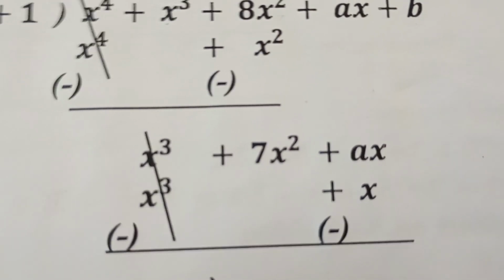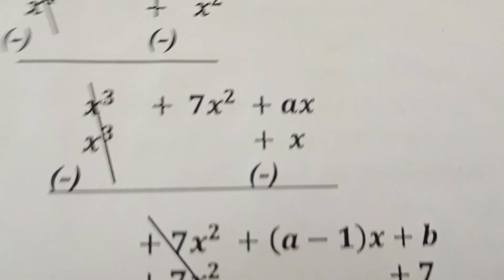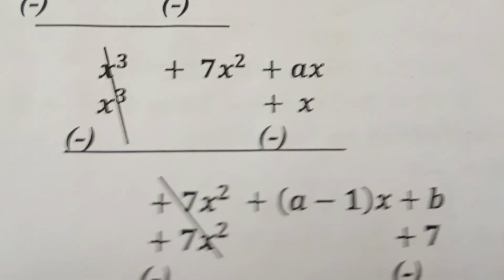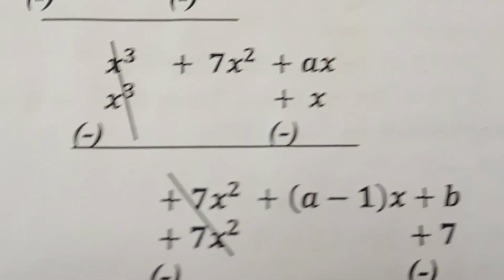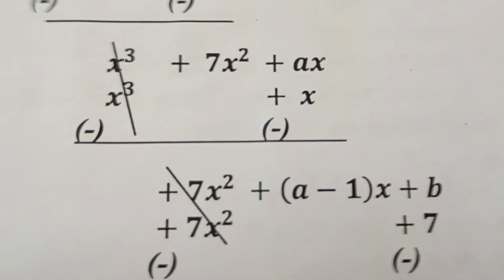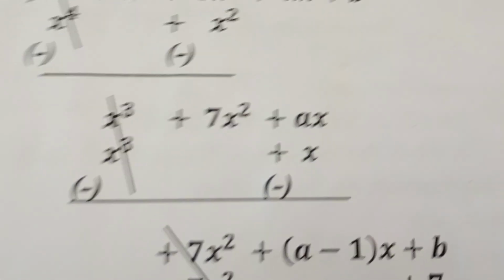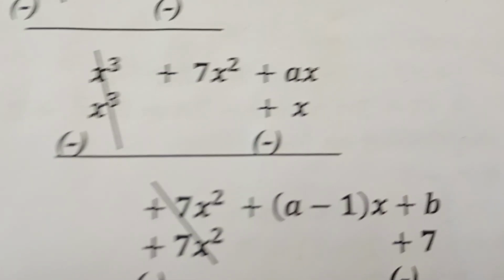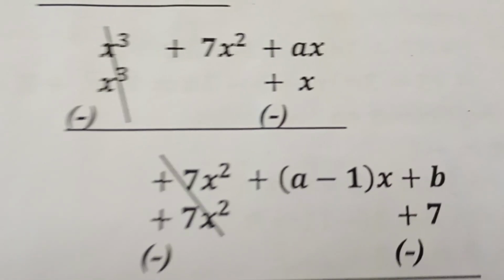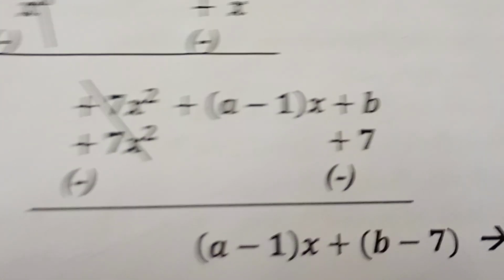Now the subtraction again, changing of signs, x cubed will get cancelled, and therefore we are left with 7x squared plus ax minus x. We should be careful to take x outside and write it as a minus 1 of x. Then bring down the b, the last term of the dividend, plus b. Do the subtraction, change of sign, 7x squared gets cancelled. You are left with only a minus 1 of x plus b minus 7.